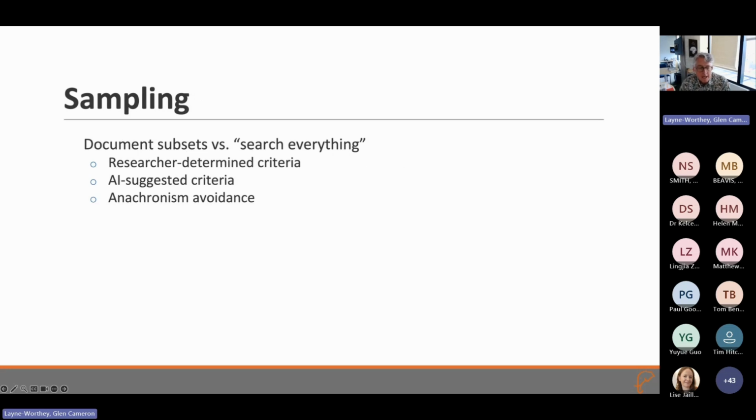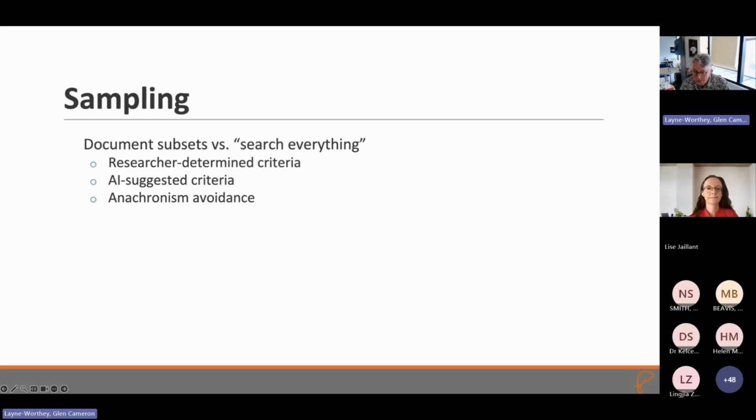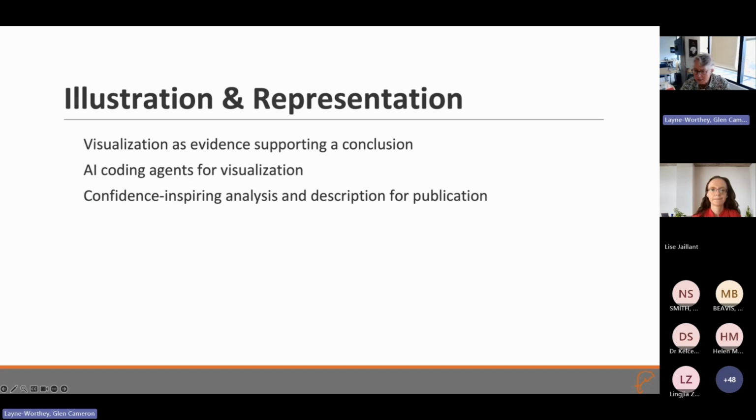Sampling is another question. So in traditional work, sampling was done by the researcher. Now sampling is or may not be done by a large language model. The default seems to be to search everything, but I think we can rely on AI to do that. Illustration and representation are, as Unsworth said in 2020, related questions. Certainly visualization is an important thing, and AI can help with creating visualizations in a variety of ways.